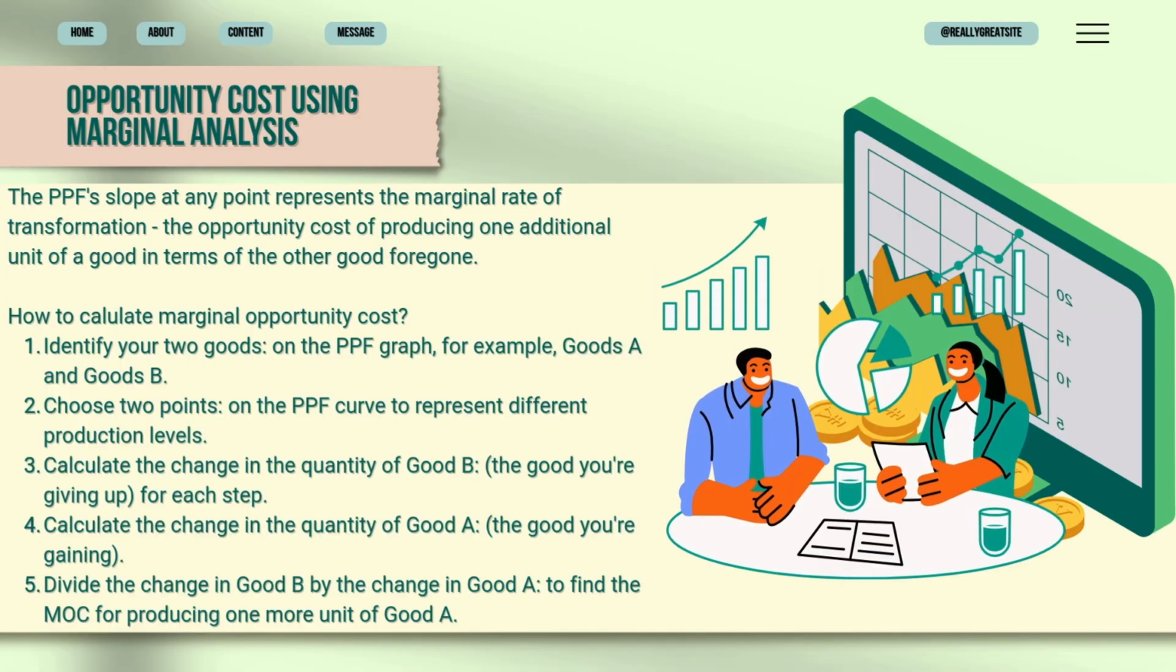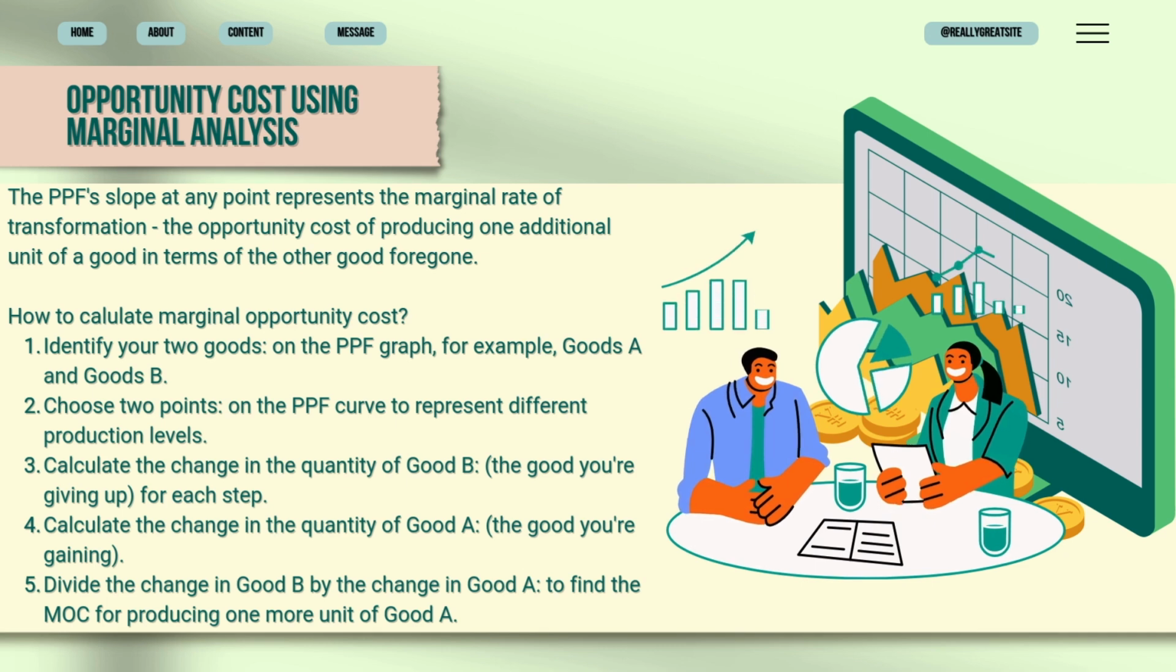Opportunity cost using marginal analysis. The PPF slope at any given point represents the marginal rate of transformation, the opportunity cost of producing one additional unit of a good in terms of the other good foregone. In simpler terms, this means how much of one good are you losing to produce more of another.